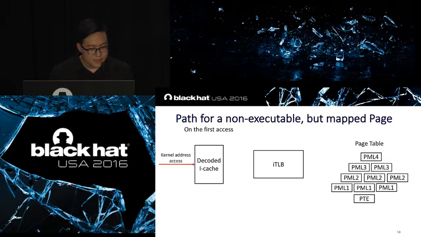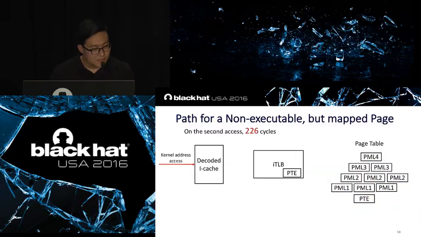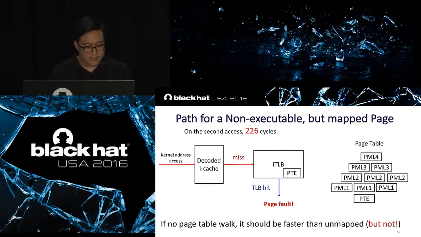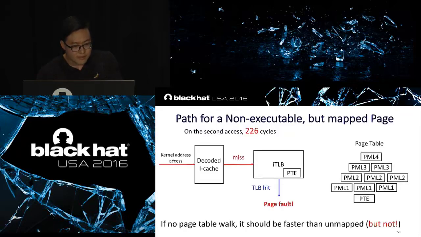And next is analyzing how the non-executable but mapped page works with this type of access. It will miss on the decoded I cache, miss on the TLB first, then page fault, cache in the ITLB, then page fault on the first access. And on the second access, it now misses on the decoded I cache, but hits on the ITLB. But would the processor generate a fault here? If it did, it should manifest faster timing than the mapped one. So it is not.